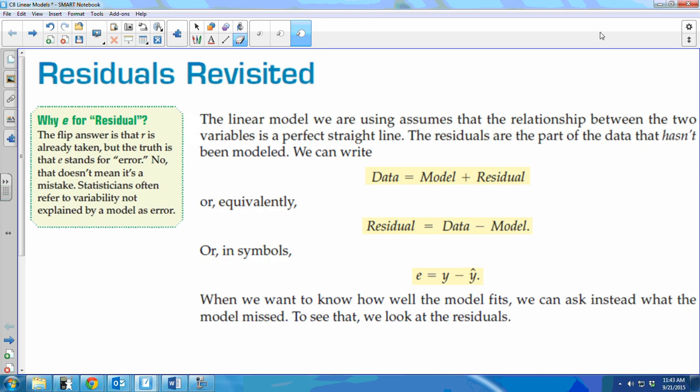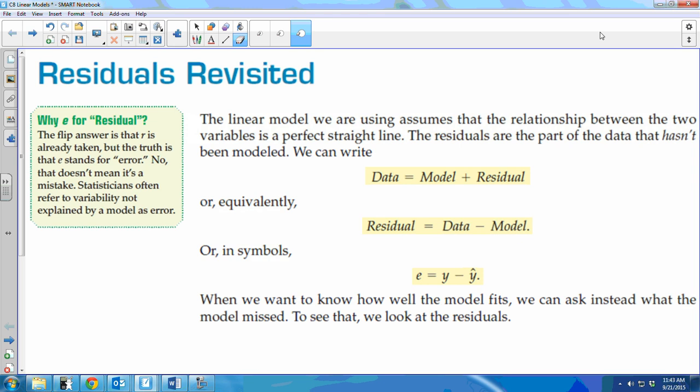You should still know about everything from Chapter 7. So you should still know how to talk about an association, direction, form, strength, outliers. You should still know a lot of things about correlation, because correlation is still relevant. Right? Correlation gives you a measure of strength. It also gives you the direction. You should know about residuals.